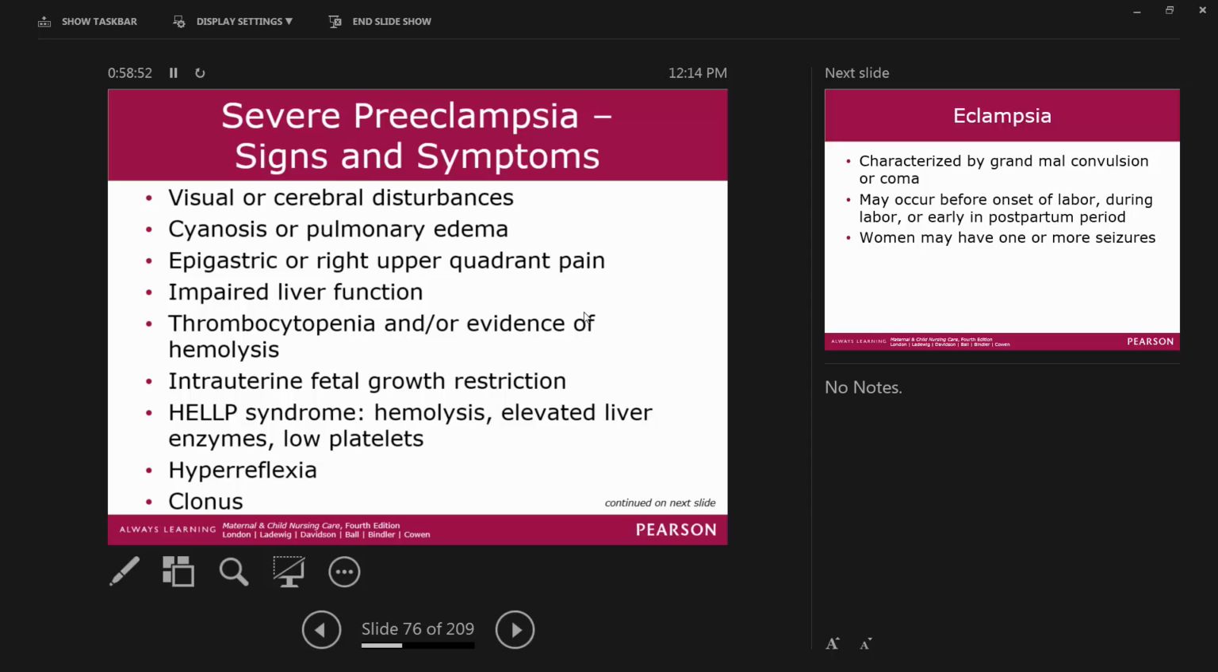The other big criterion is, are you having any pain in your upper stomach that doesn't seem to be related to your uterus, or doesn't seem to be cramping? Like you have pain up high in your belly that's constant. Okay, that's another big red flag for us with worsening preeclampsia.